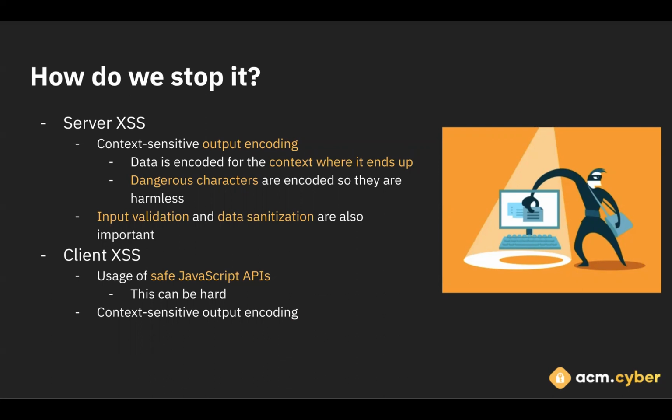Using safe JavaScript APIs when you develop your sites for the JavaScript that's run on people's machines is important. This can be pretty hard because it's difficult to say, I'm going to read through all of the source code on this API every time you use one. So as a backup, also using context sensitive output encoding in that setting is relatively important.